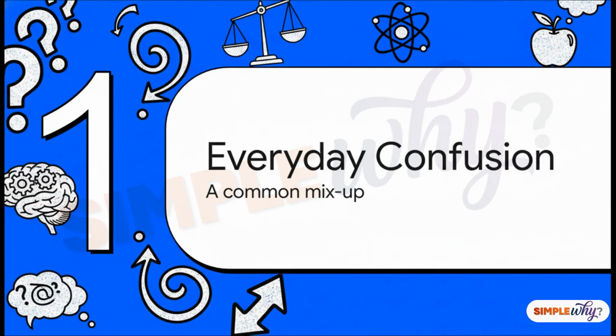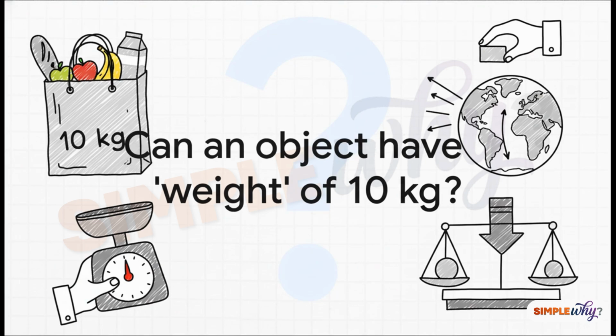All right, so let's dive right into this whole everyday confusion. It really all starts with a super simple question, one you might hear at the grocery store, or maybe even one you've asked yourself. So, let's just tackle this head-on. Is it actually correct to say an object has a weight of 10 kilograms? I mean, you've probably said it, I know I have, but scientifically, the answer is a big, firm no.